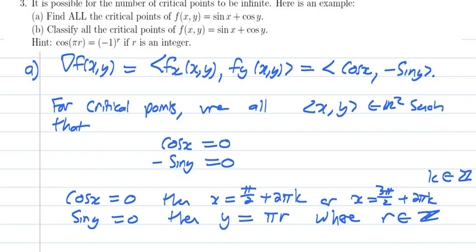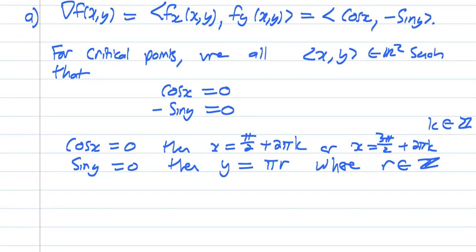So cos x is 0 at pi over 2 and 3 pi over 2, and then you just add integer multiples of the period. And the interesting thing about sine y equal to 0 is that it happens when y is an integer multiple of pi. So I'm using two different parameters, k for cos and r for sine. Great. So I'm going to write this now in set notation.